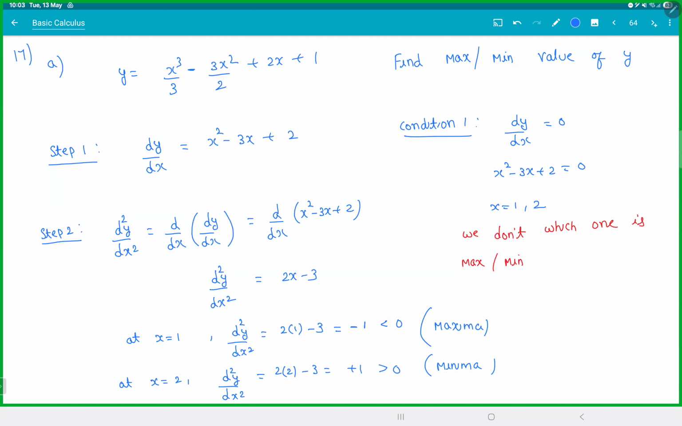Clear with this? Question is still not over. You just found out if you put x is equal to 1, you are getting a maximum. If you put x is equal to 2, you are getting a minimum. Have a look at the steps once. So a function can have both maxima and minima. It can have 10 maximas and 20 minimas also.